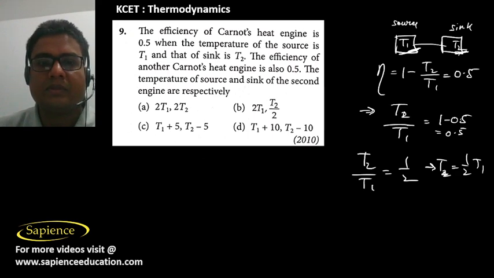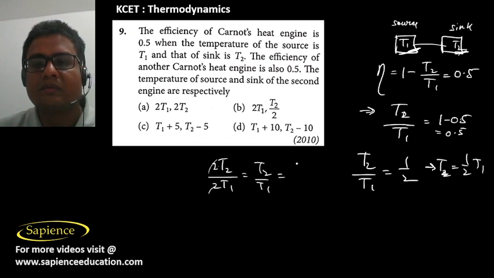Now if the temperatures are 2T2 and 2T1, then we would get 2T2 by 2T1, which is also equal to T2 by T1, which will be equal to half. So the answer is option A.